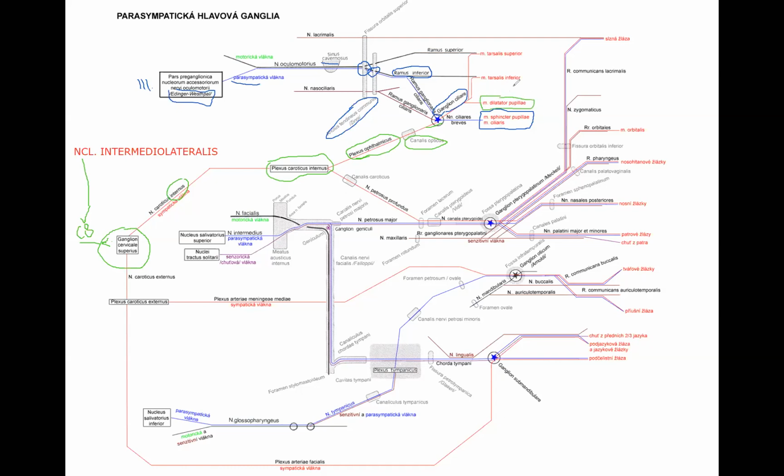So it's responsible for mydriasis. It innervates the tarsal muscles, and that's it. We have talked about the Claude-Bernard-Horner syndrome, and affection of the superior tarsal muscle and the dilator can cause symptoms of the Claude-Bernard-Horner syndrome. Do you have any question about the ciliary ganglion?